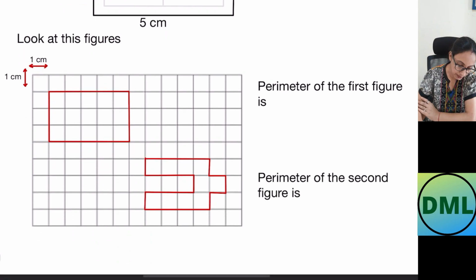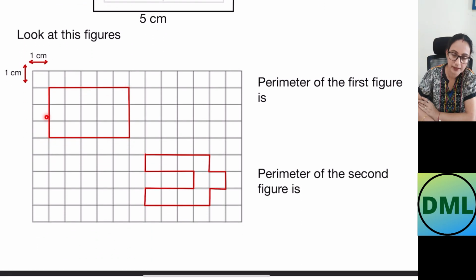Let's look at this figure. This is the rectangle you have. He says that this one edge, the small edge, is 1 centimeter on this side and 1 centimeter on this side. That means this is a square of 1 centimeter edge. So I need to calculate the perimeter of my shape.